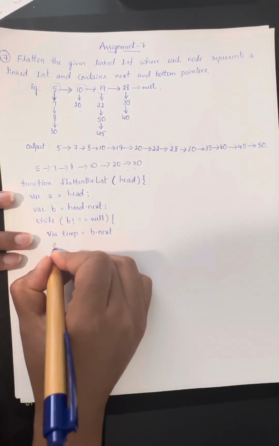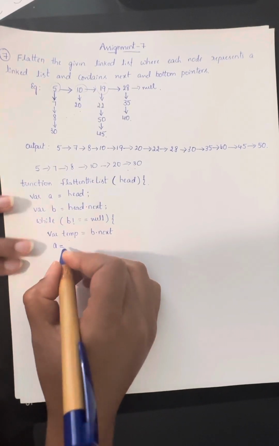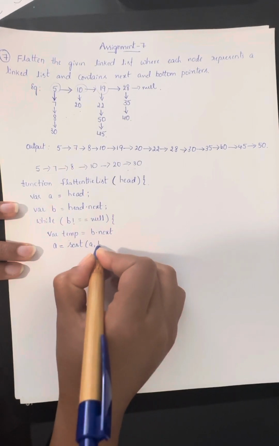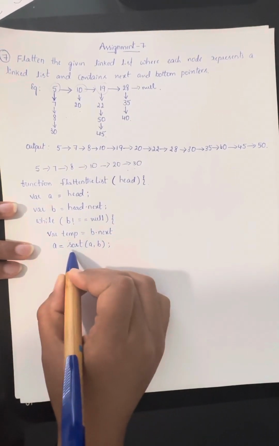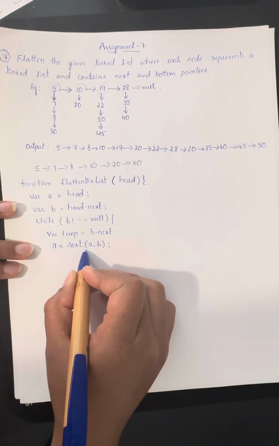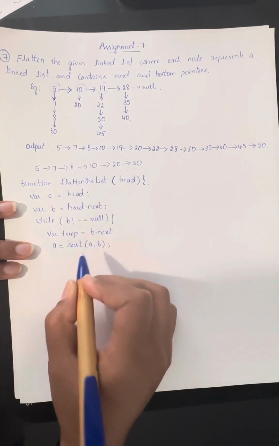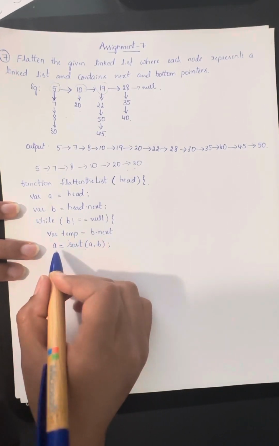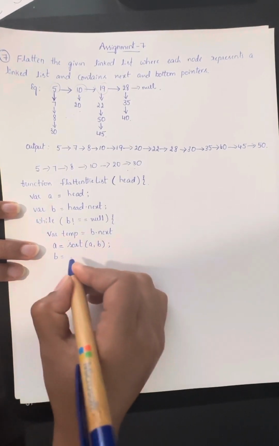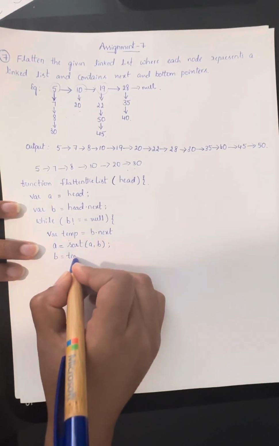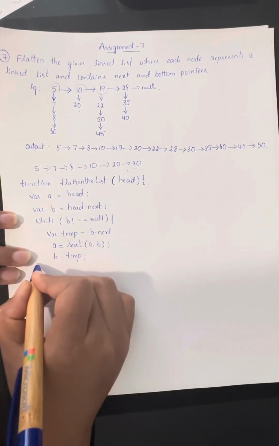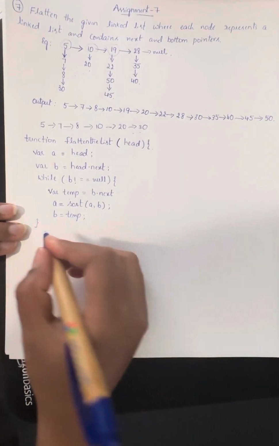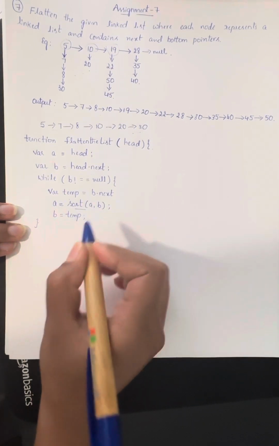And now we make a equal to sort(a, b). Sort is the function that we are going to write, and that function is going to merge the two lists, and the resulting output is stored in a. And in b, we store this temp, which is the next node. So the while loop ends here, and let's write this sort function.